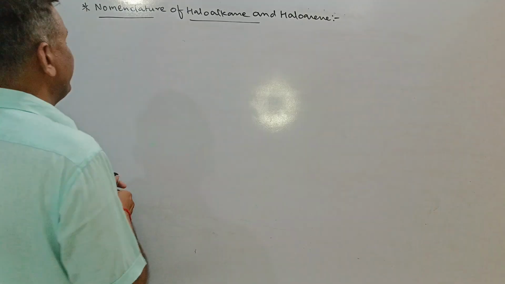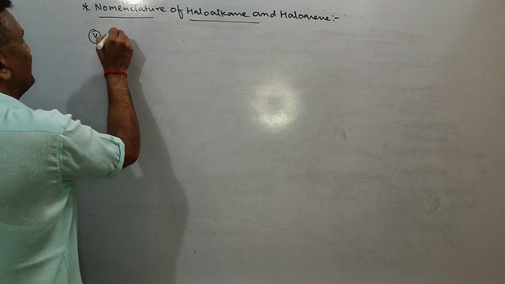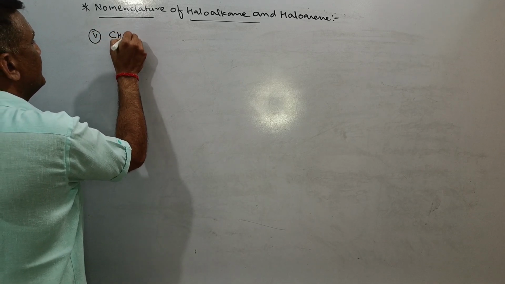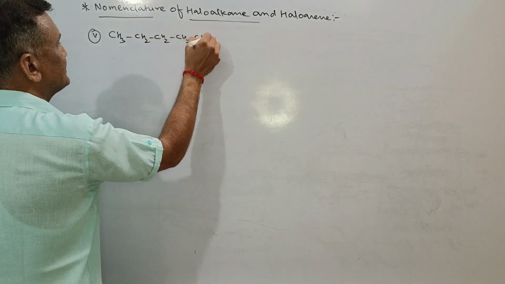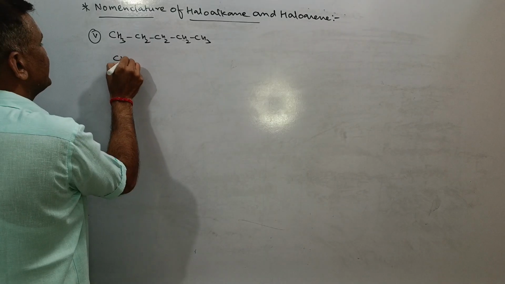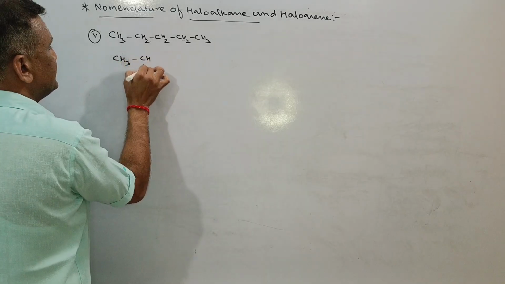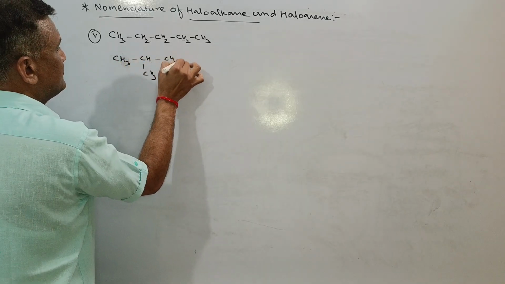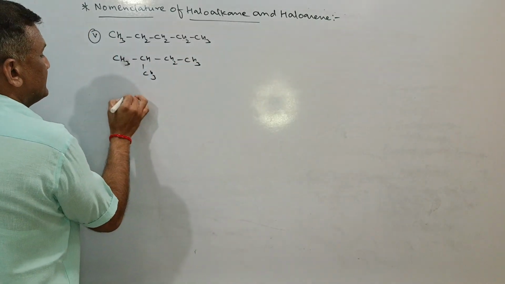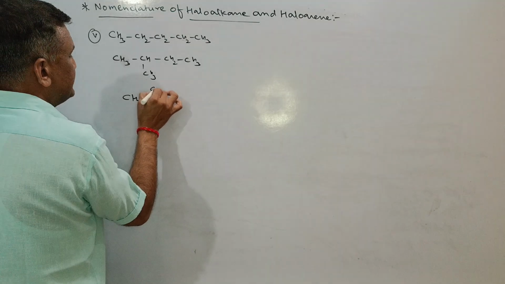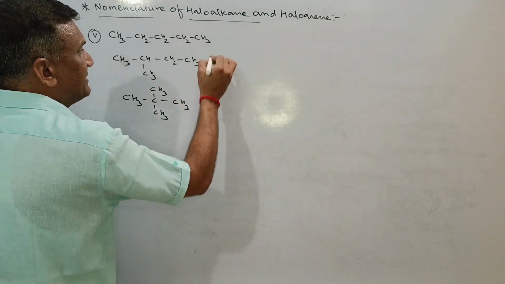So if we go with the 5 carbon, for the 5 carbon we can take these 3 structures. Number 1 is CH3, CH2, CH2, CH2 and CH3. Number 2 is CH3, CHCH3, CH2 and CH3. This will be your isopentane also. Number 3 is CH3, CCH3 and CH3. This is called neopentane.